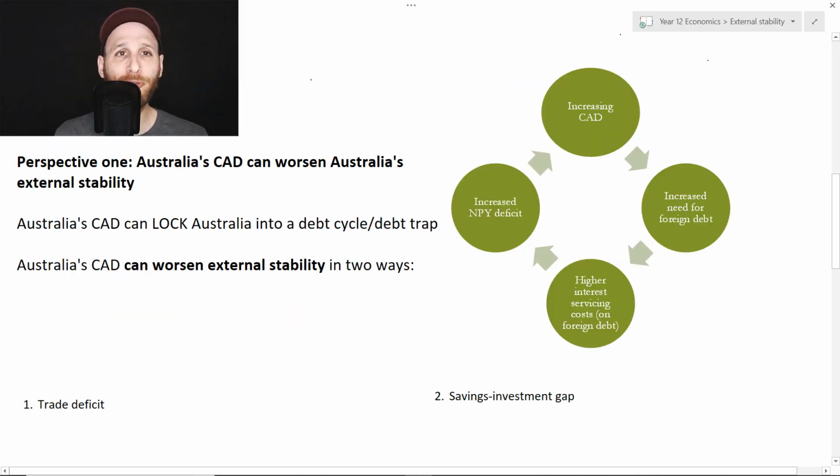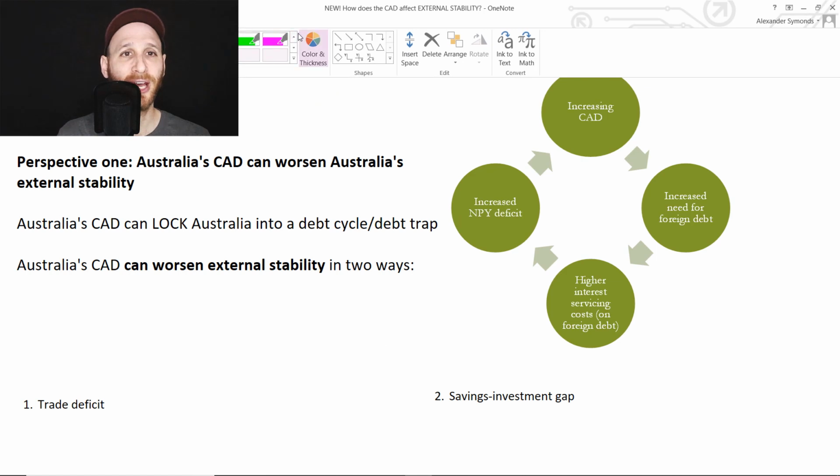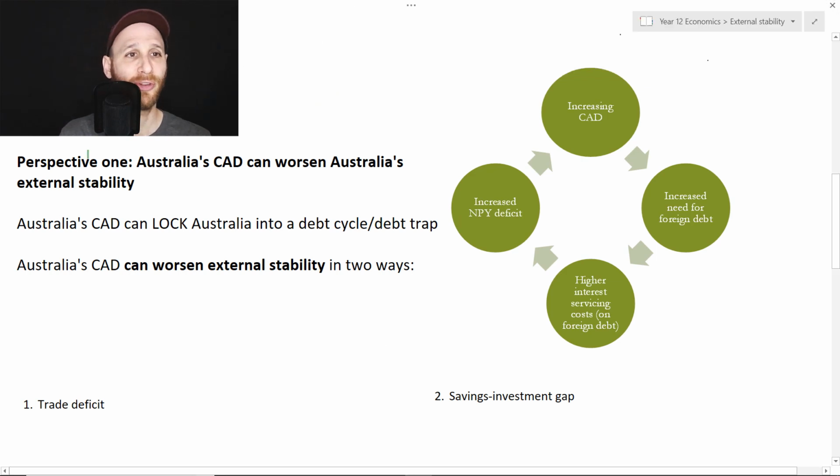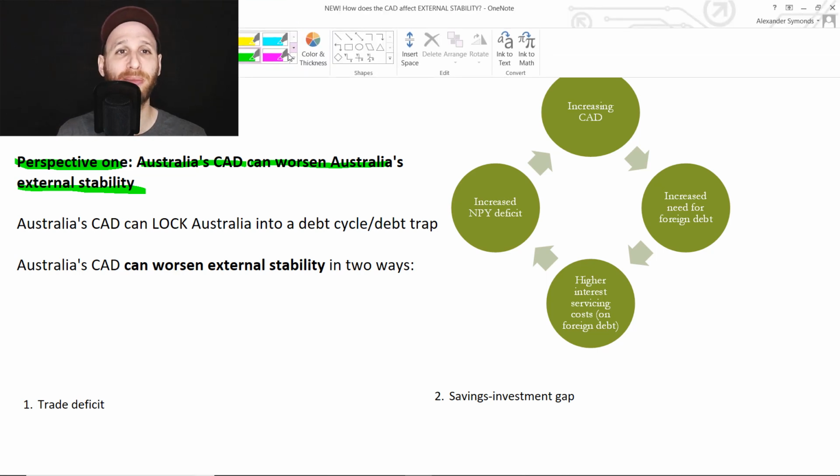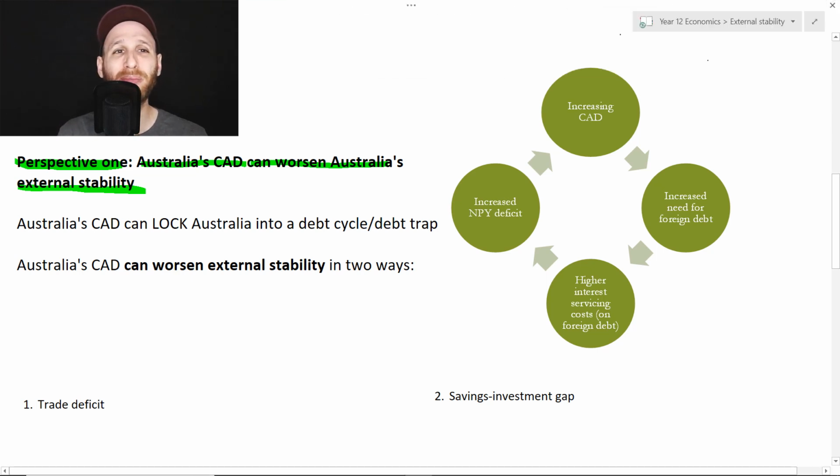So our first perspective here, let's get out, green's always a nice choice. Our first perspective, and remember talking about external stability in the CAD, is that Australia's CAD can worsen Australia's external stability. That's our first perspective. And then you might be like, yeah, all right, but what do you even mean? So what we're talking about here is that Australia's CAD can lock Australia into a debt cycle or debt trap. Same thing, just two different ways of expressing it.